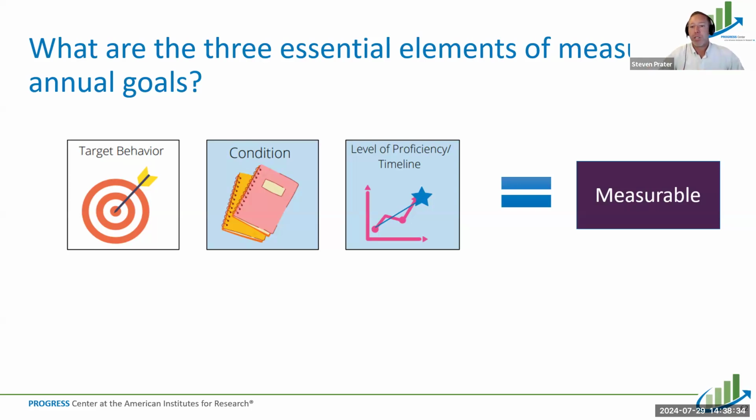It could be a level of proficiency, it could be a time frame, or it could be both things together. And I'm going to show you some examples here in a minute that's going to show you what we mean by a level of proficiency or a timeline. But all three of these together, they're important to make a goal considered measurable. So when we say measurable annual goal, we need a target behavior, a condition, and a level of proficiency and a timeline.